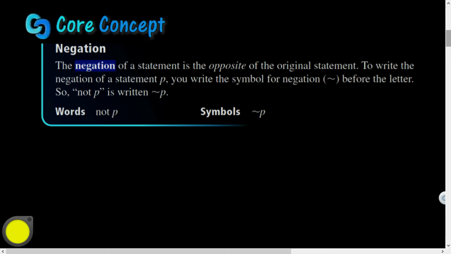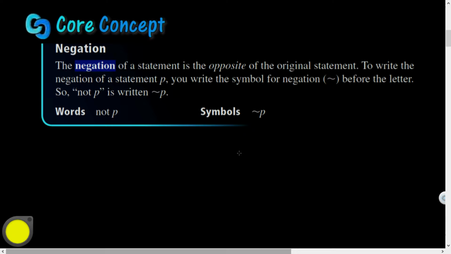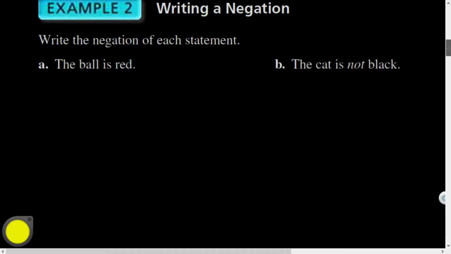Yeah. So let's see. A negation of a statement is the opposite of the original statement. To write the negation of statement P, you can use this little squiggly tilde, I believe is the name of that symbol, before the letter. So not P is written as tilde P. Guys, this is going to be the most difficult question you've ever had. Example 2. Please get this right. Write the negation of the statement, the ball is red.